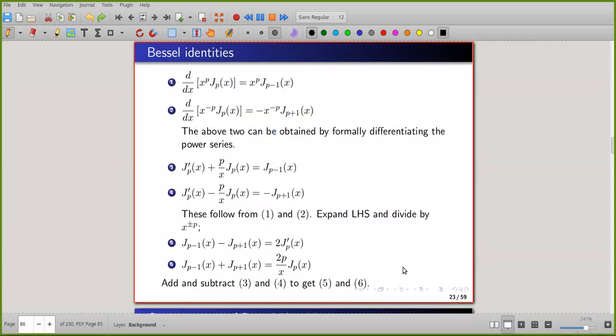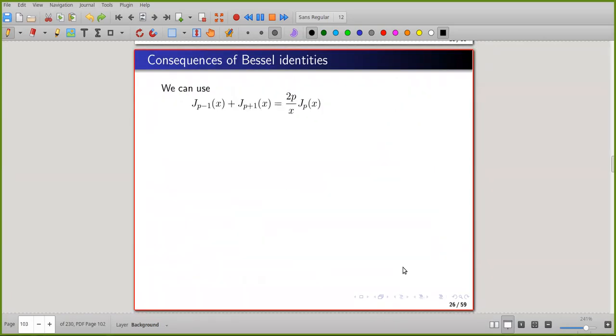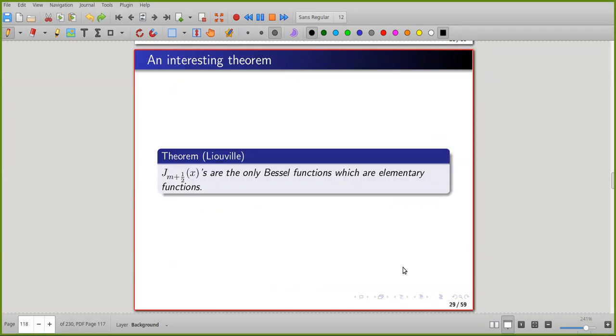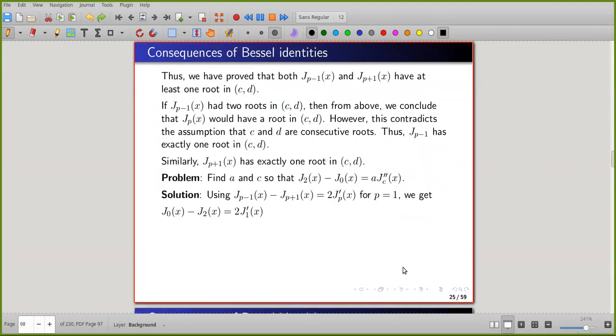Okay, so maybe I will stop for today. I wanted to go up to a very interesting theorem of Liouville, but maybe we will start with that next time. So we will stop here.